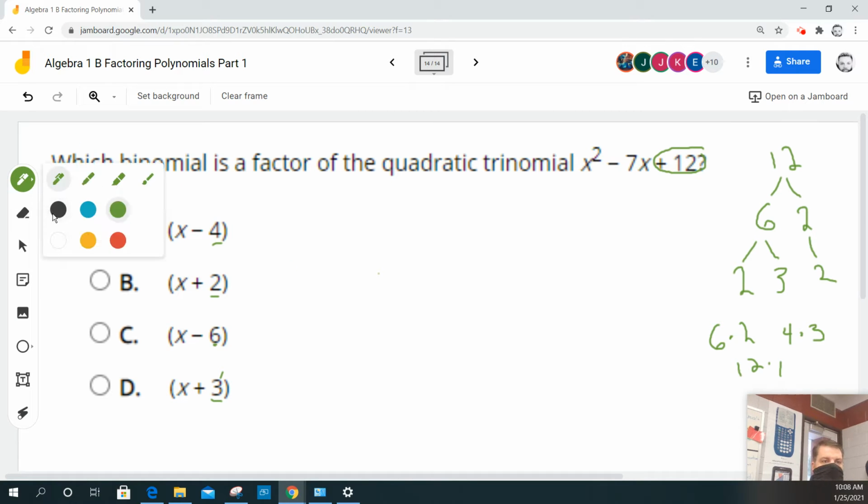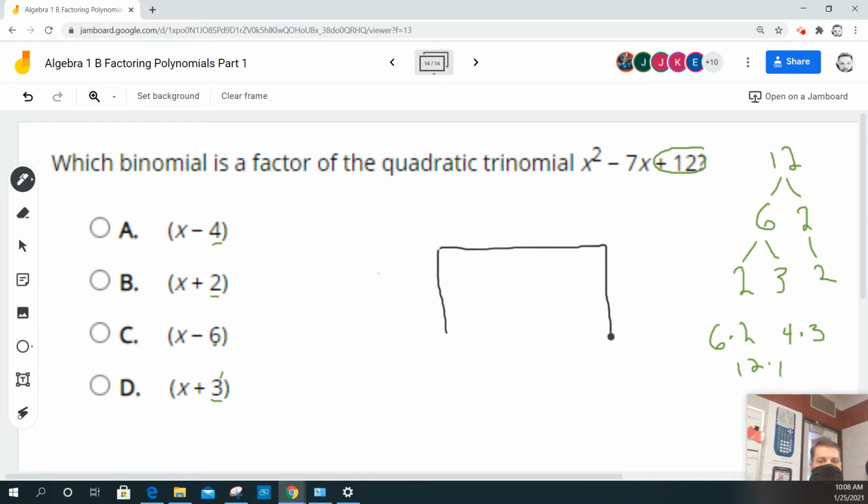Okay? So let's just draw the grid. Sometimes you can get lucky. Sometimes you can find one that's factored in such a way that you don't have to factor the whole thing. But in this case, you can't. So I write the first term down, which is x squared. I write the last term down, which is positive 12. And I'm going to say x times x.